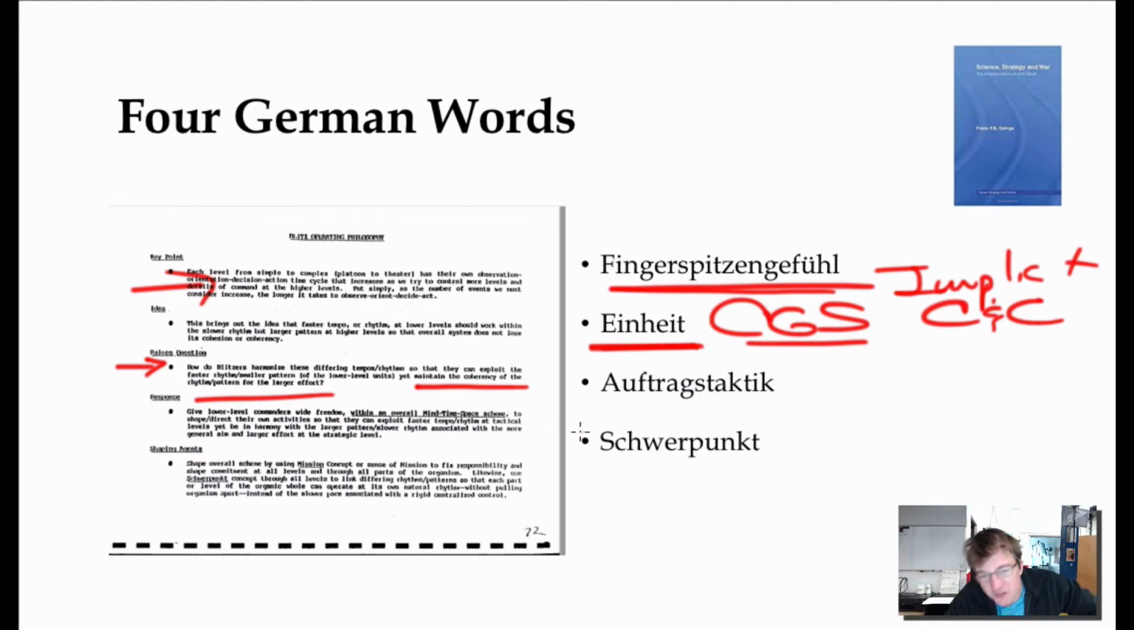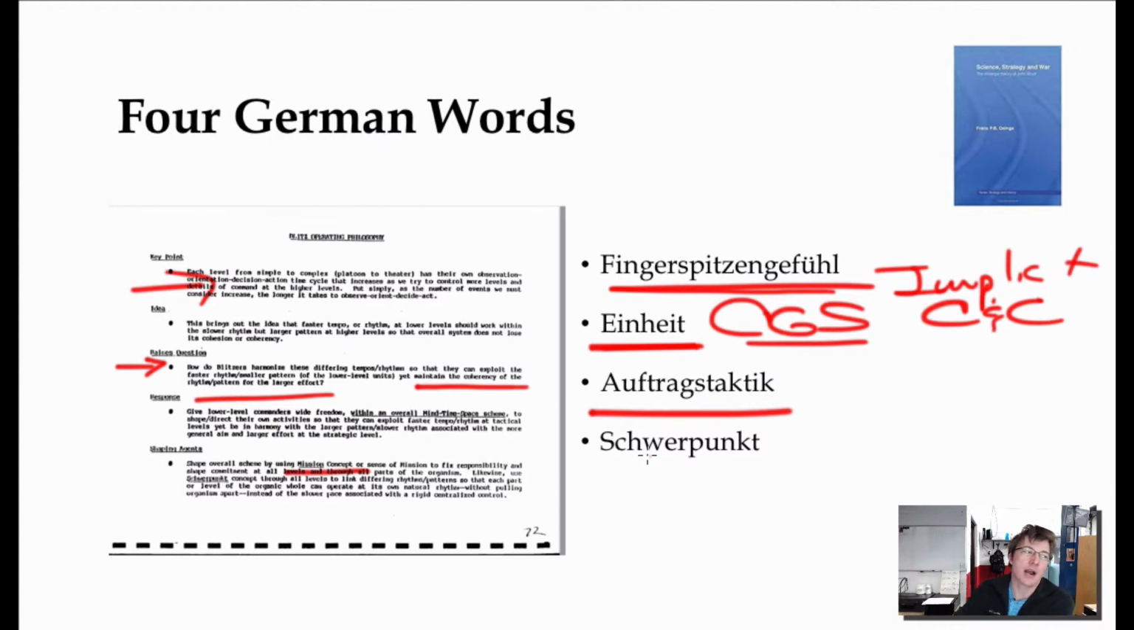As we take this knowledge now, this fingertip feel of the environment and this unity of command, to be able to effectively use it on a larger and larger scale, we need to use a concept known as mission tactics or mission concepts. Auftragstaktik is the German word for this. And Auftragstaktik is that notion that we have a broad understanding of the mission and what we seek to accomplish. We do not have specific taskings.